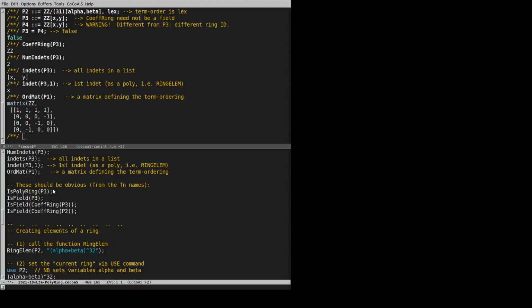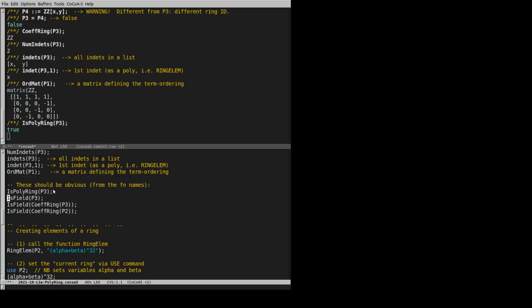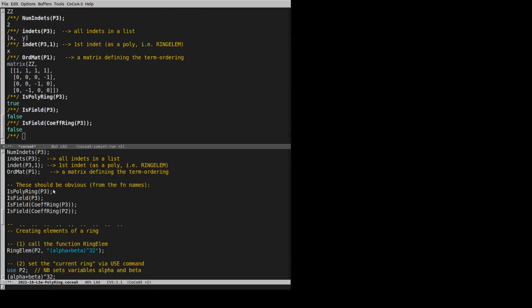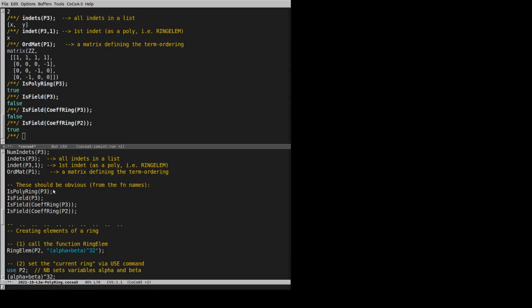So is P3 a polynomial ring? The definition should be fairly obvious. Is it a field? No. Is the coefficient ring of P3 a field? No. What about P2? That was Z modulo 31. Is that a field? Yes. And something else I actually forgot to put in is the characteristic. That applies to any ring. So we can ask for the characteristic.